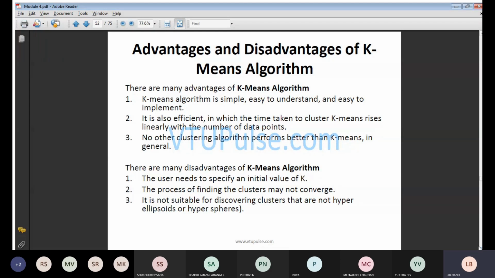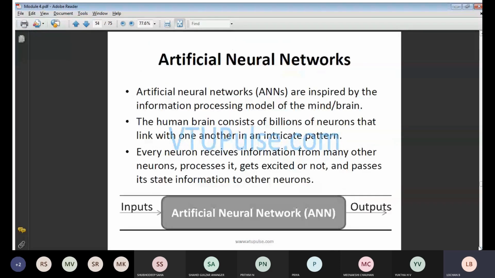When it comes to the disadvantages, the user needs to specify an initial value of k. That is nothing but your centroid value. The process for finding the clusters may not converge. It is not suitable for discovering clusters of certain shapes. So the next topic is your artificial neural network.